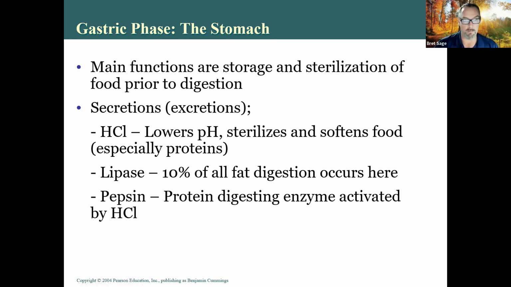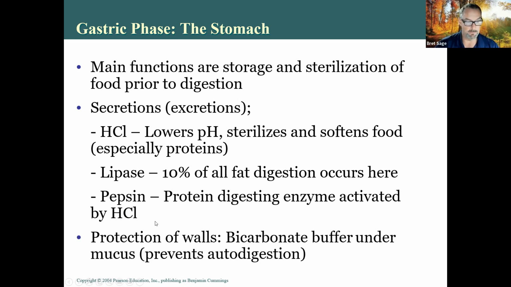Now, why do you start breaking down proteins in your stomach? Well, proteins are difficult to digest. They have to be denatured and unfolded. Meat is difficult to digest. So starting in the stomach is a great way. And as it says here, it's activated by hydrochloric acid. If you put pepsin in with meat in a neutral environment, it won't work very well. It only works in acid.